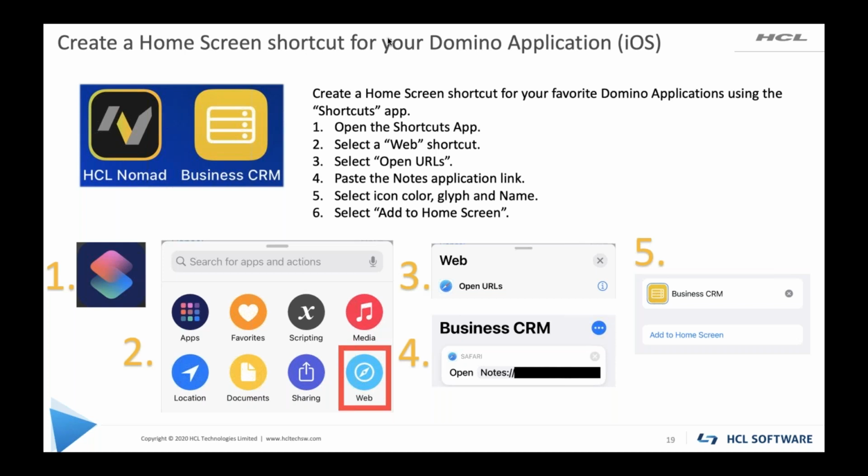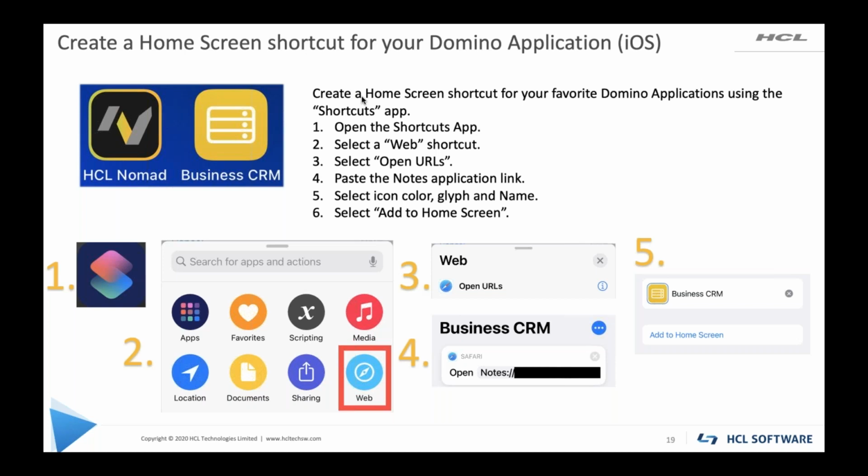You can create different types of shortcuts, and for this you want to create a web shortcut actually. So tap web, and then you're going to have different options for web, and you want to select open URLs. And so we're at 4 now. So at 4, you're basically going to be able to paste a link. And very simply, you can just paste your Domino application link using the notes link format into this text field, and then you can name the shortcut however you want.